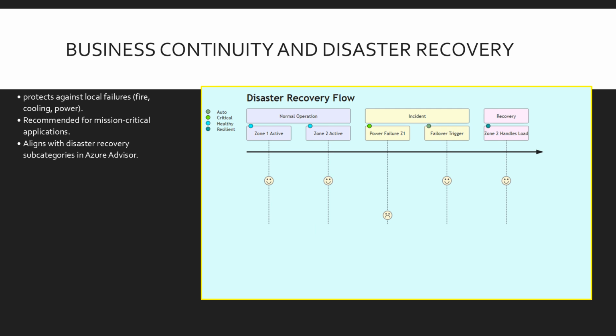In normal operation, both Zone 1 and Zone 2 are active and healthy. During an incident, such as a power failure in Z1, the experience dips to critical. However, the failover trigger immediately activates. In the recovery phase, Zone 2 seamlessly handles the load, returning the system to a resilient state.